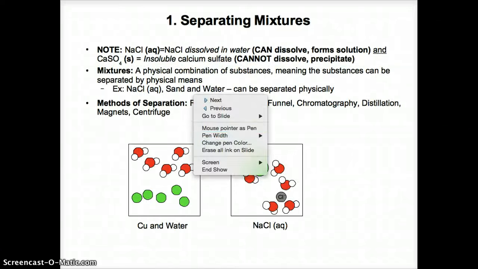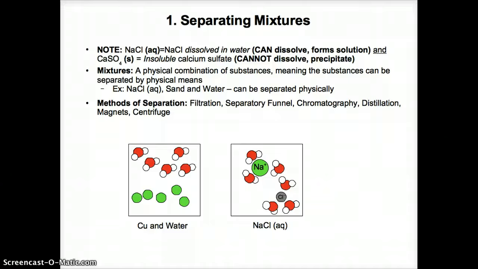Let's first discuss how to separate mixtures, but before we get into that, let's discuss some notes. First off, if you have something like NaCl(aq), what you should know is that it means NaCl, the substance, and aq means it's completely dissolved in water. Specifically, if it has aq after, that means the substance can and will dissolve, and therefore it will form an aqueous solution, also known as a homogeneous mixture.